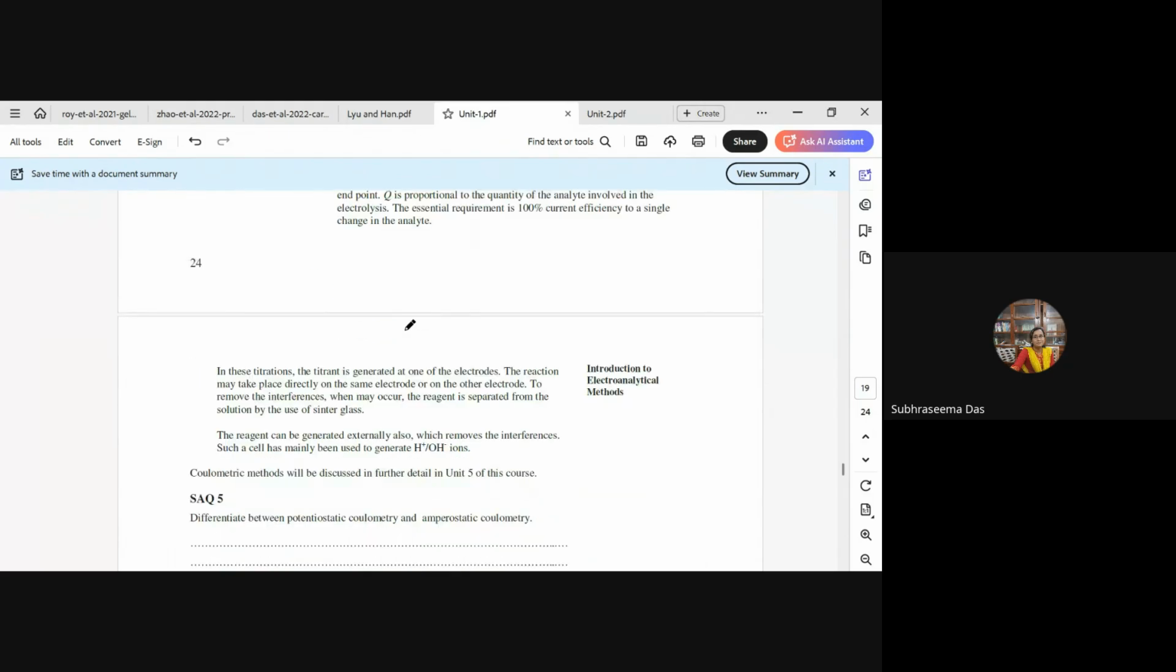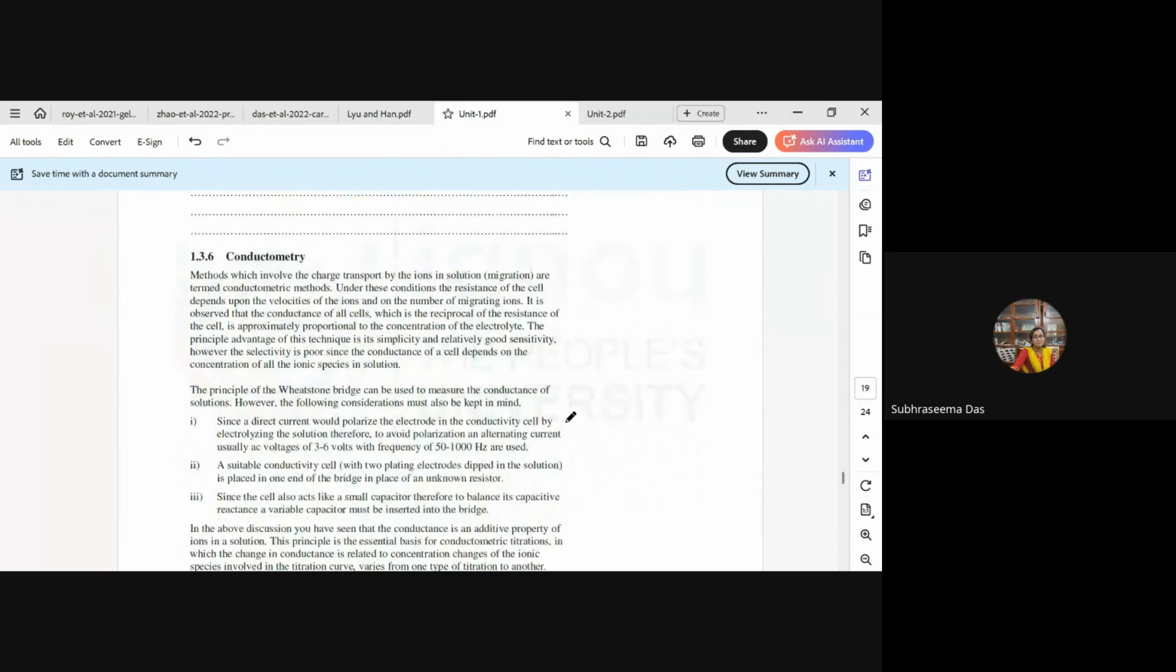In these titrations, the titrant is generated at one of the electrodes. The reaction takes place on the same electrode or on the other electrode. The reagent that we use can also be generated externally, which removes the interferences. Mostly the cell has been used to generate H plus and OH minus ions. Then coming to conductometry.